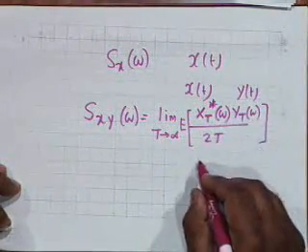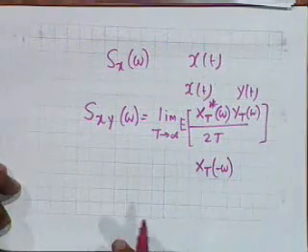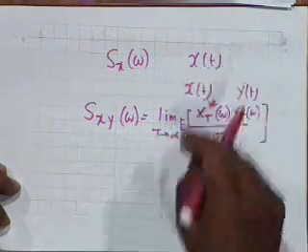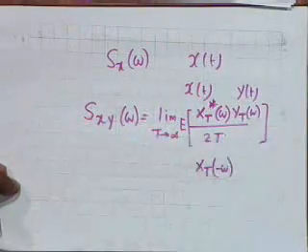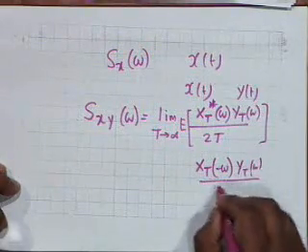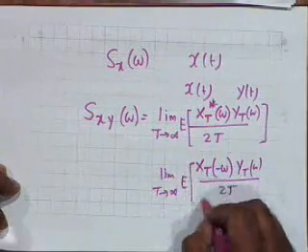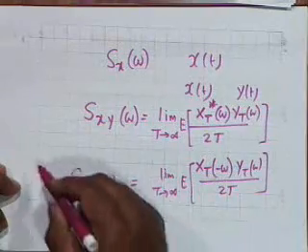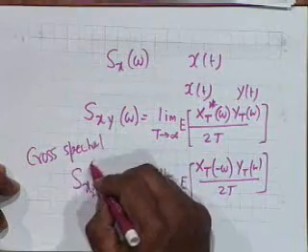In other words, the product is simply X_T of minus omega, because if x of t is a real quantity, then the complex conjugate of this is simply omega changing to minus omega, nothing else, multiplied by Y_T of omega divided by 2T, then limit T tends to infinity, expected value of this, and this is equal to Sxy of omega. This is called a cross spectral density.